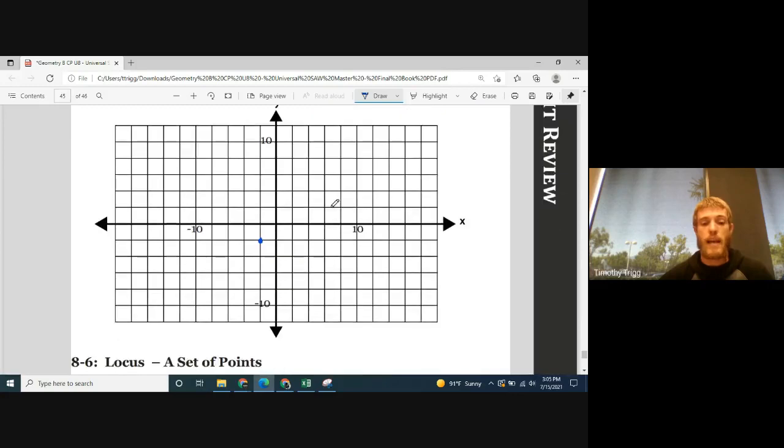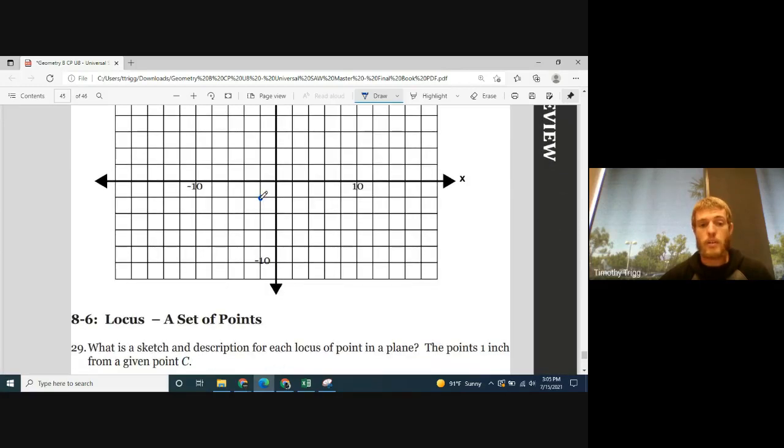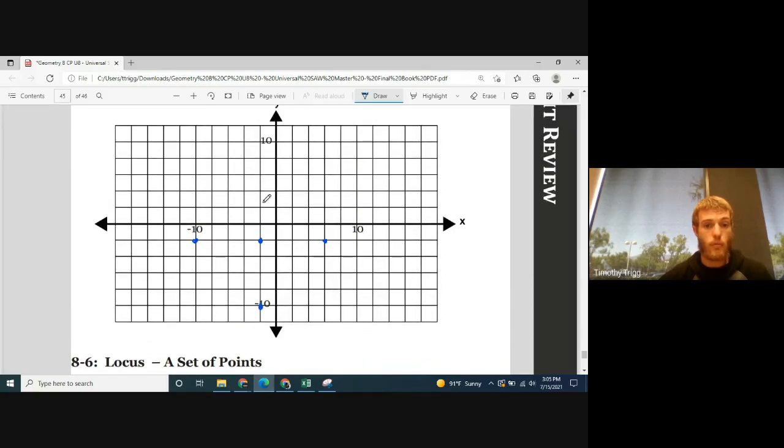And then our radius is 8. So we want to go a distance of 8 in every direction. So we're going to go 8 to the right, 2, 4, 6, 8. Again, remember to count by 2s because each of these grid lines is by 2 now. And 2, 4, 6, 8. From the center, 2, 4, 6, 8.